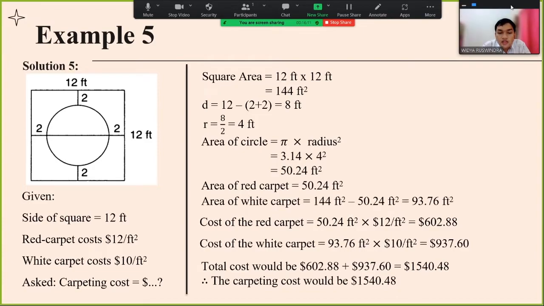Oh, I forgot something. From the area of the red carpet equals 50.24 square feet, we can know the area of the white carpet equals 144 square feet minus 50.24 square feet equals 93.76 square feet. I'm sorry, I forgot that.